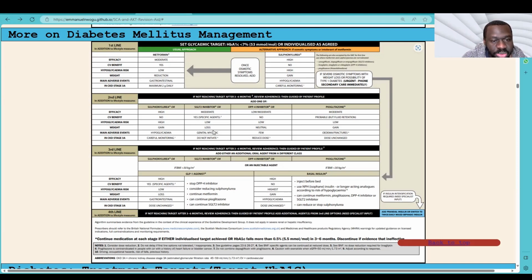SGLT2 inhibitors can also cause weight loss, which is good. So it's good to know that dapagliflozin can cause weight loss. The risk of hypoglycemia is low with dapagliflozin, and the risk of hypoglycemia is low with metformin. Obviously, the risk of hypoglycemia is high with sulfonylureas.